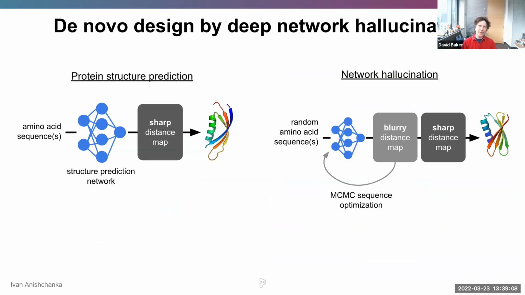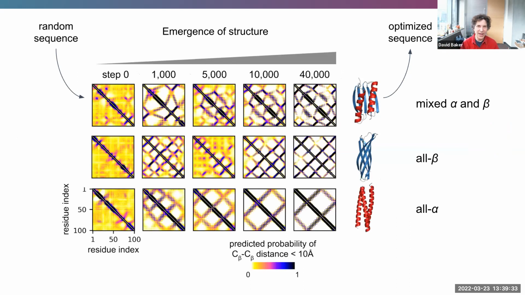We've been developing, and obviously others have been developing, methods for predicting protein structure from sequence. The first way we set about to use these models to design proteins was to feed into the network completely random sequences, which aren't predicted to fold to any structure in particular, and then to optimize those sequences until the network thought they folded to some structure. And this is what this looks like.